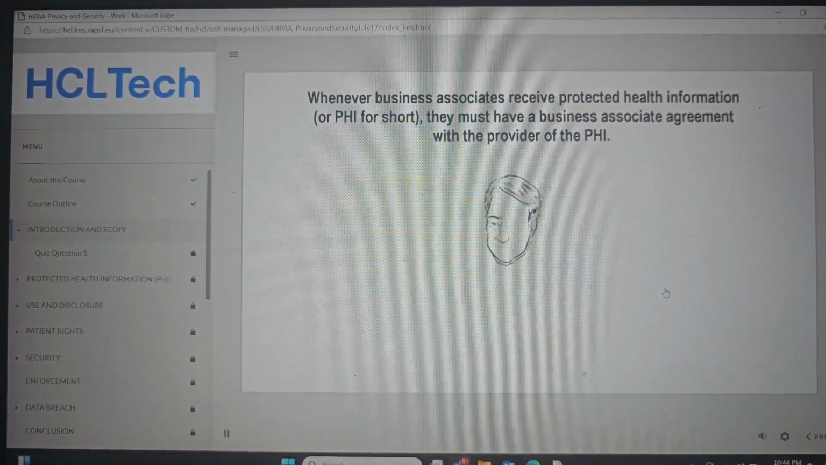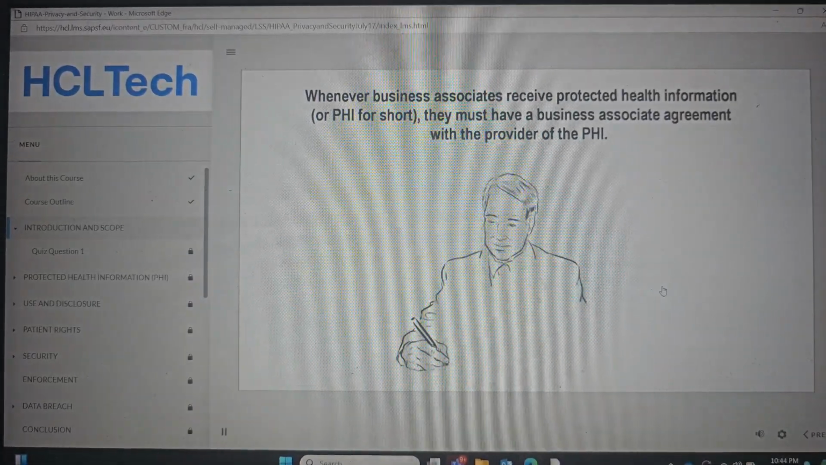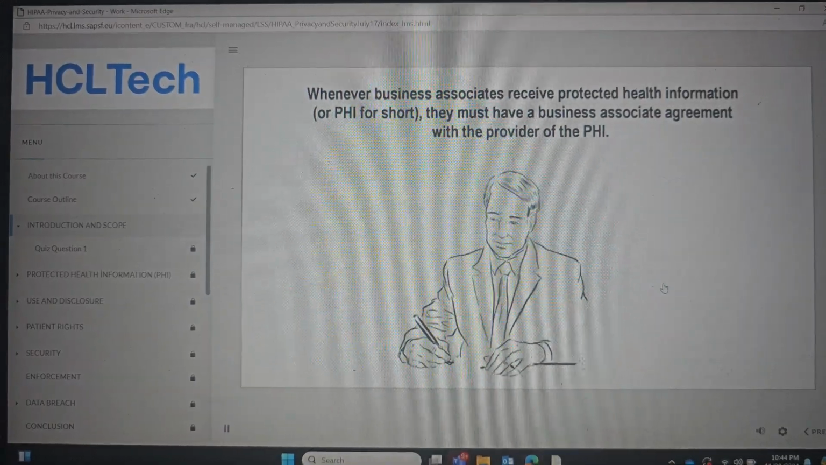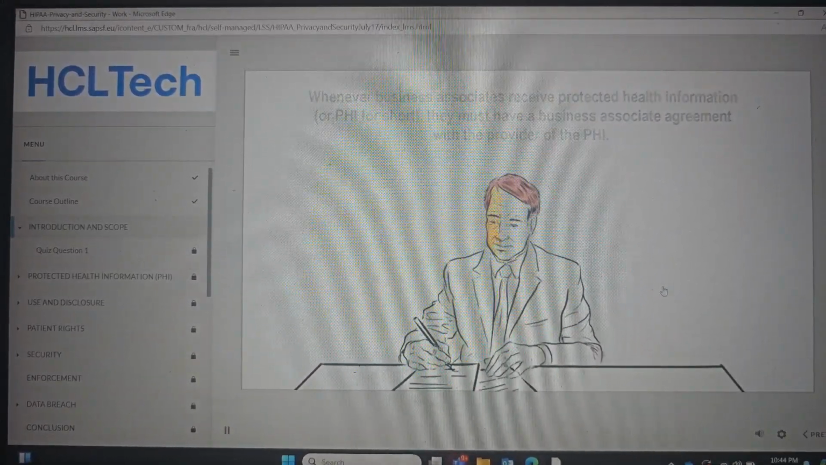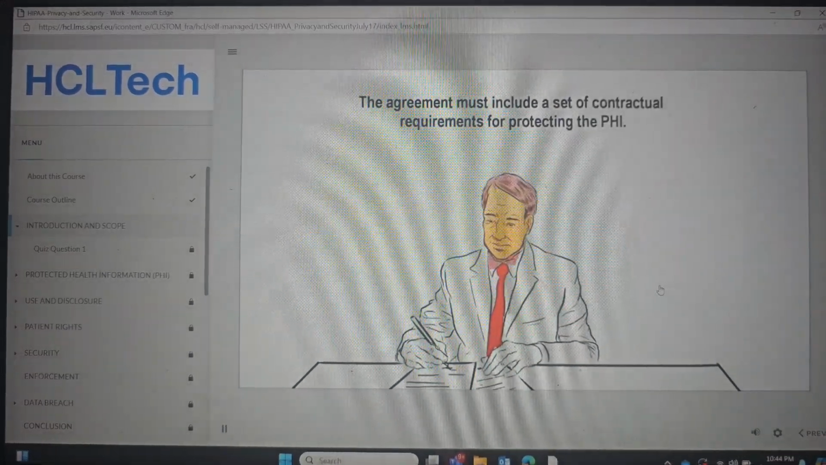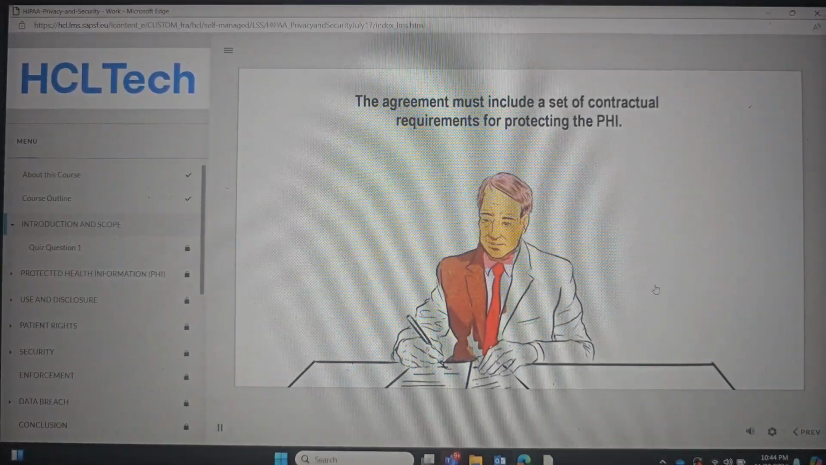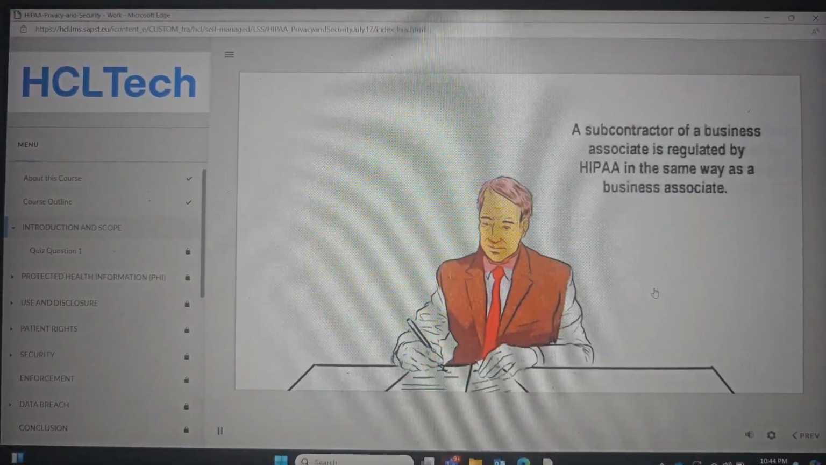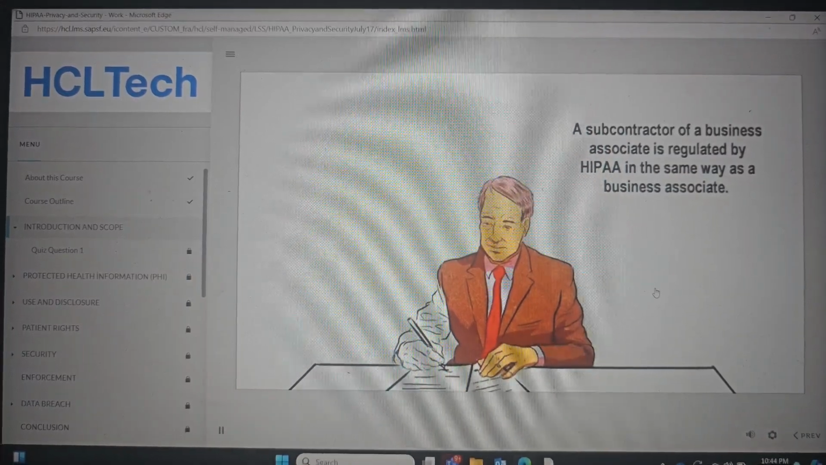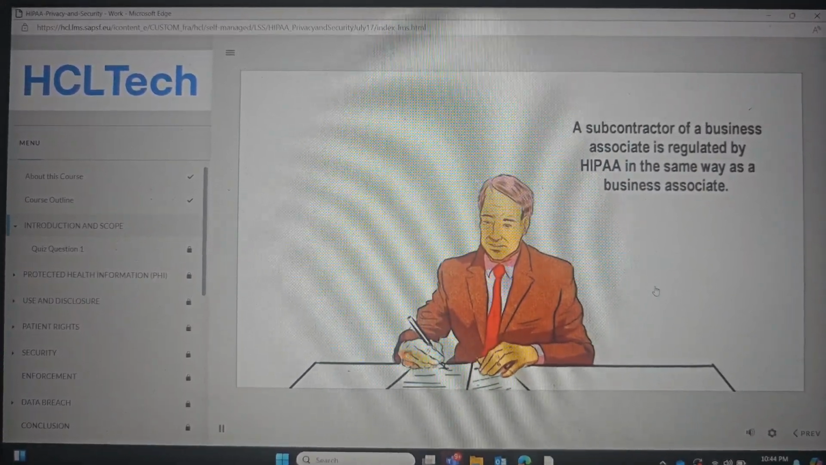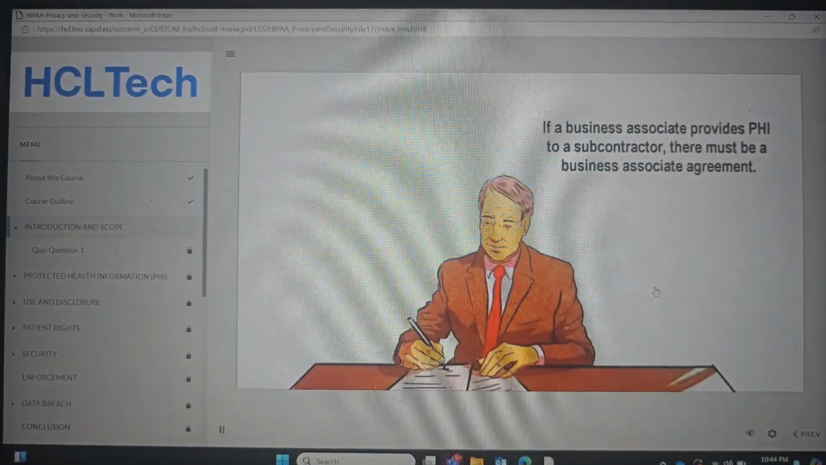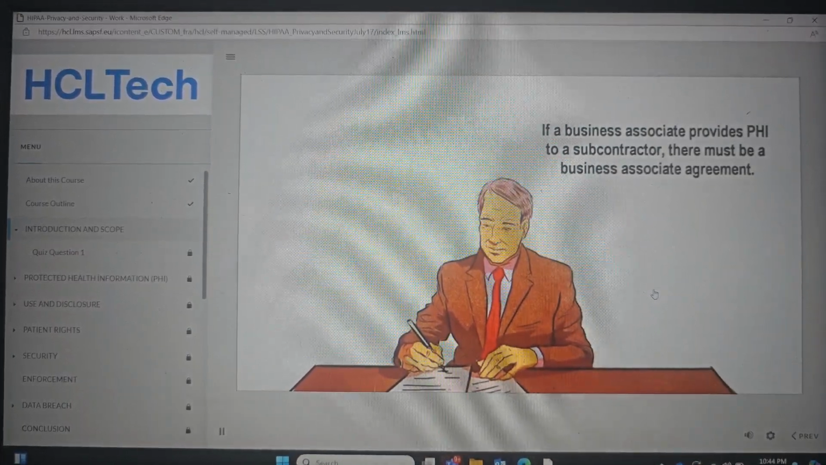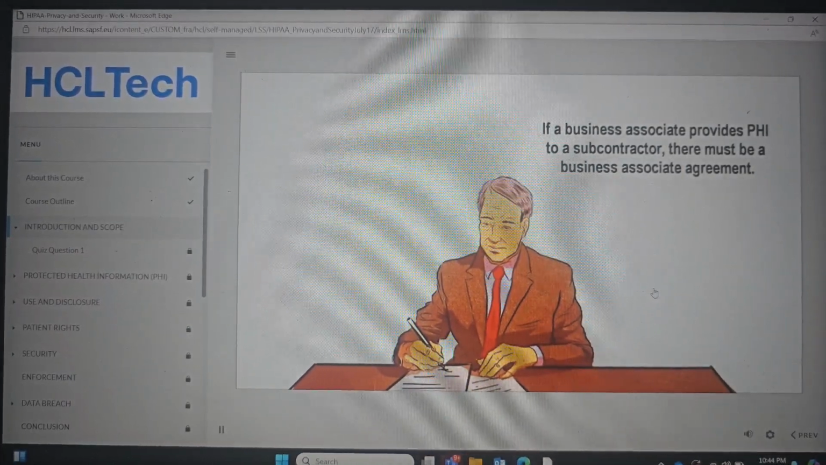Whenever business associates receive protected health information, or PHI for short, they must have a business associate agreement with the provider of the PHI. The agreement must include a set of contractual requirements for protecting the PHI. A subcontractor of a business associate is regulated by HIPAA in the same way as a business associate. If a business associate provides PHI to a subcontractor, there must be a business associate agreement.